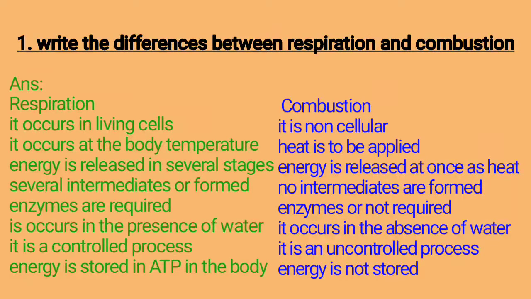Write the differences between respiration and combustion. Answer: Respiration. It occurs in living cells. It occurs at the body temperature. Energy is released in several stages. Several intermediates are formed. Enzymes are required.